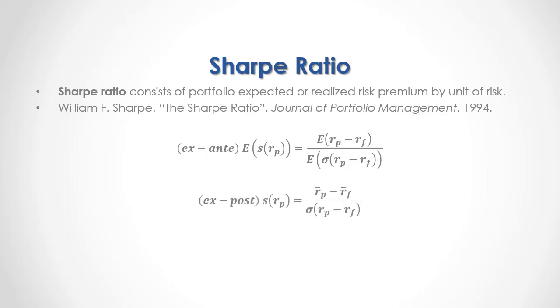And then we have the ex post Sharpe ratio, or realized Sharpe ratio of portfolio returns, which is equal to, and within the numerator we have the portfolio returns mean minus the risk-free rate of return mean, which is then divided by the risk premium standard deviation. For these formulas, we can also use, instead of the risk-free rate of return, a benchmark rate of return.